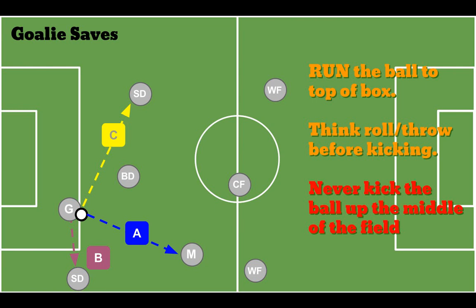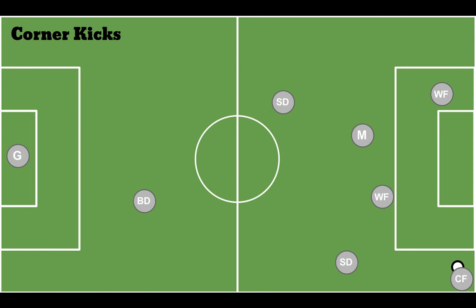Okay? So again, like we said previously, we want to roll first and throw before kicking. Kicking is more risky than the other two, and if we can roll or throw the ball first, we're going to do that. Let's talk about corner kicks.